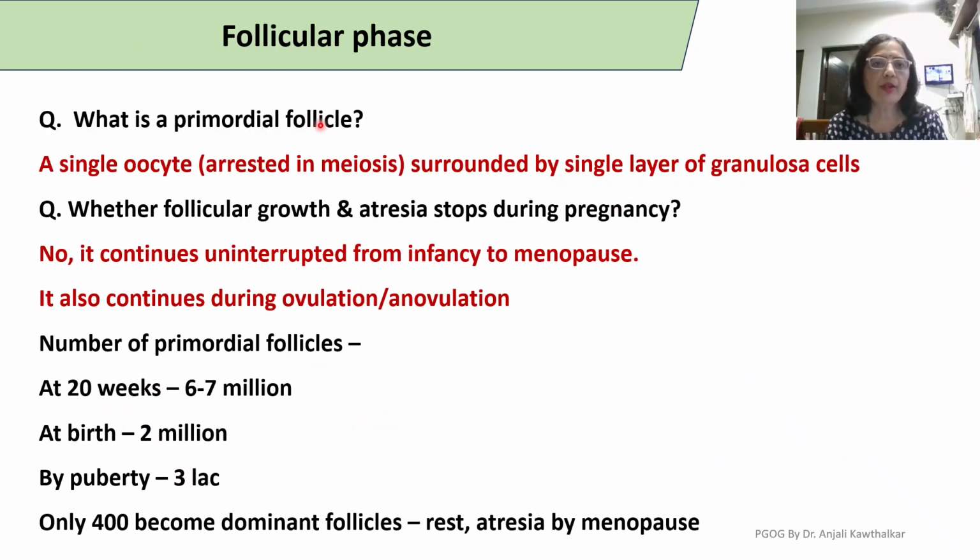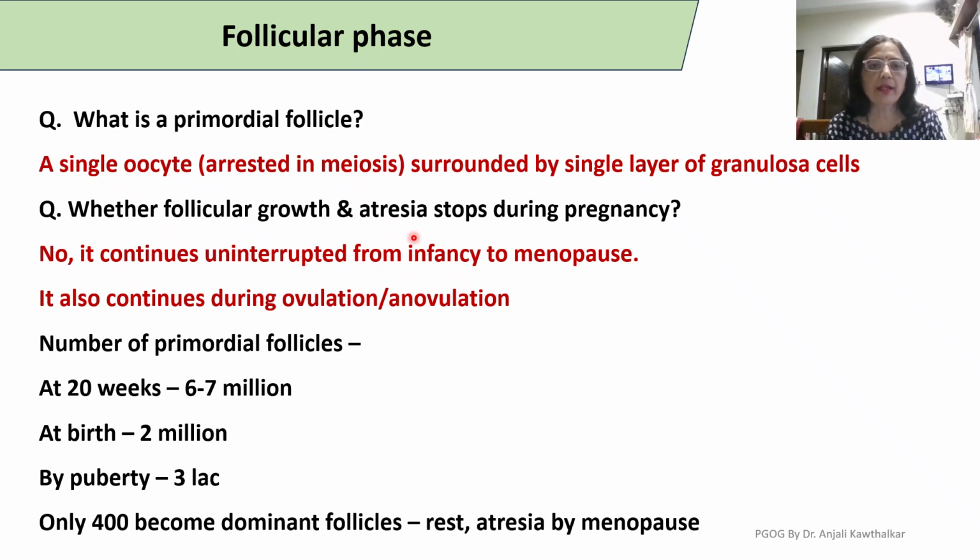What is a primordial follicle? It is a single oocyte which is arrested in the meiosis surrounded by a single layer of granulosa cells. And we say that primordial follicle is the main functional unit of the ovary.